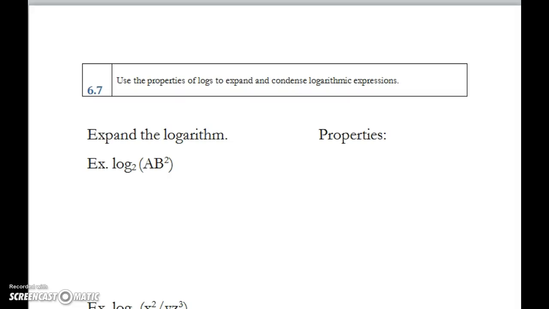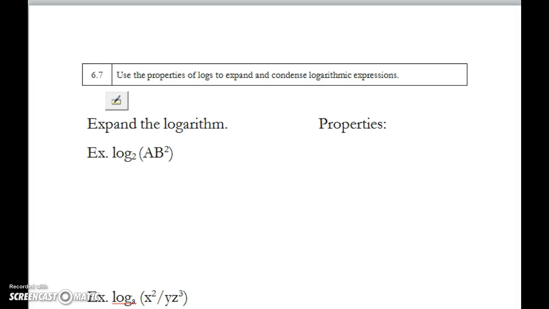Standard 6.7, use the properties of logs to expand and condense logarithmic expressions. Alright, so before we look at our examples, let's make sure we know our properties of logarithms. We have three properties that we're going to be using here.